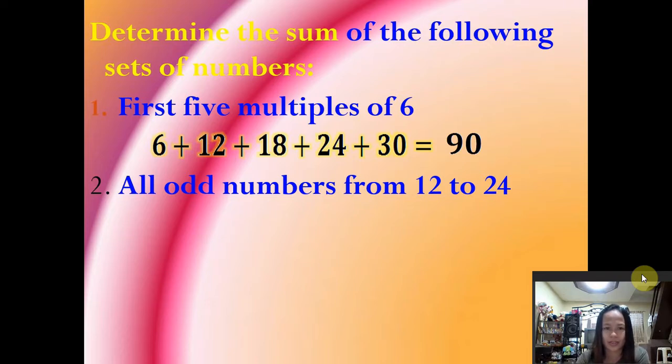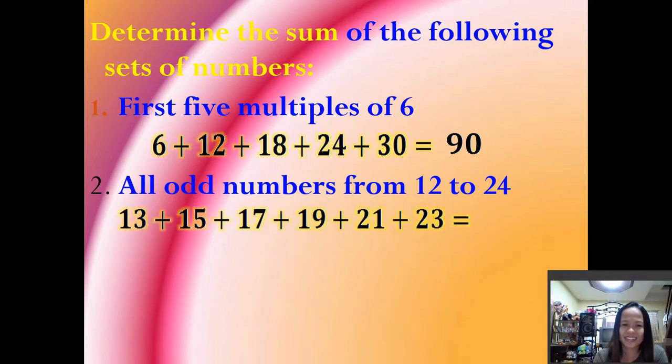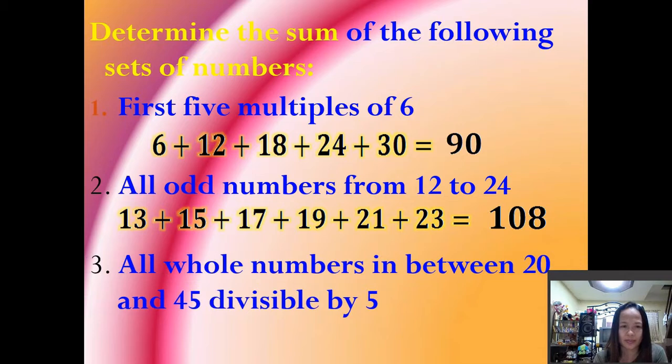So these are the odd numbers in between 12 to 24: 13, 15, 17, 19, 21, and 23. These are the odd numbers in between 12 and 24. So the sum is equal to 108. Okay, how about number 3?